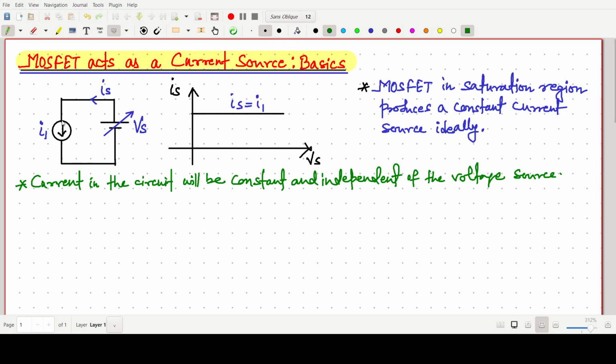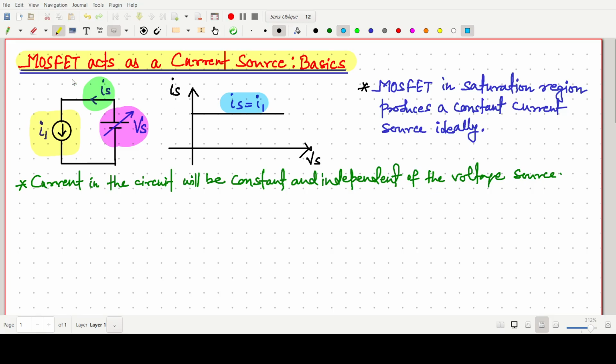Okay, is it okay? So this current I1 equals to Is. Okay, this current Is is the same as that of I1 even if there is a change in this voltage Vs. So here we can see this Is equals to I1. If there is a change in voltage Vs, the current will be constant. Is equals to I1. So the current in the circuit will be constant and independent of the voltage source.